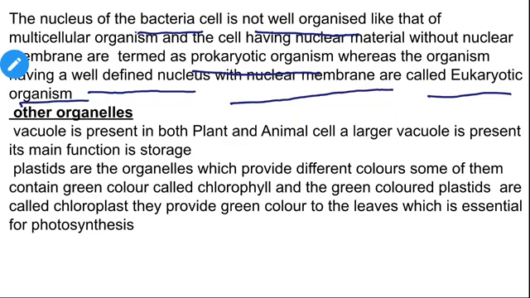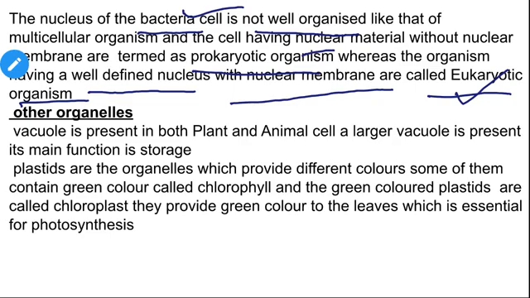So the example of the prokaryotic organism is the bacteria, and the example of the eukaryotic organism is human beings, animals, and etc. So these are the two basic types of organisms, the prokaryotic organisms and eukaryotic organisms, and they are differentiated on the basis of their nucleus. If the nucleus is not well organized, it is known as prokaryotes, and if it is well organized with the presence of nuclear membrane, these are known as your eukaryotic organisms.